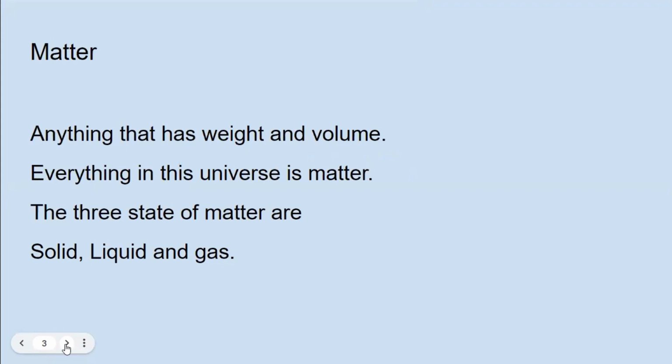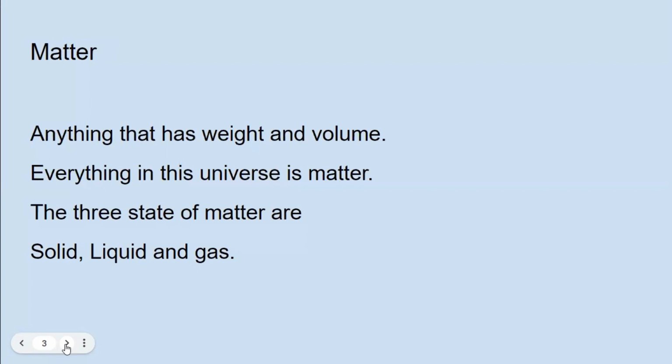So matter is anything that has weight and occupies space. Occupying space means volume. Everything around you, everything in the universe, is actually matter, because everything has weight and everything occupies space. The three states of matter we all know: solid, liquid, and gas. Even the gas which we cannot see, like air, is a mixture of gases.